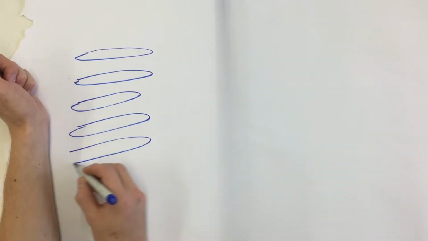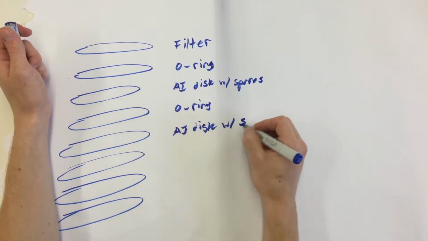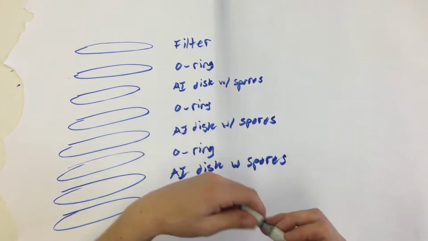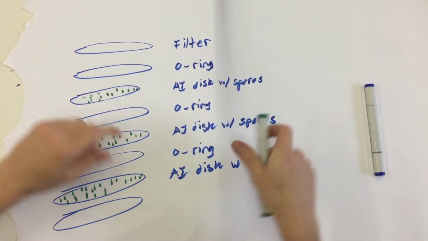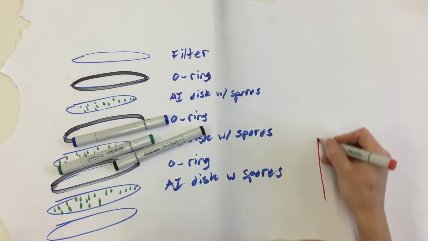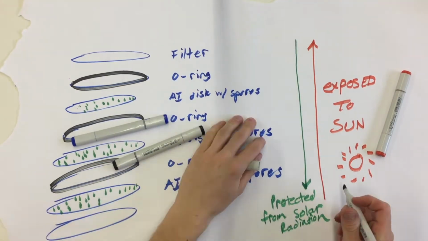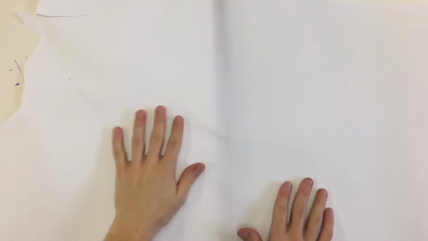Now, looking further into this experiment, we see that multiple layers are stacked on top of each other, which involve a filter, an O-ring, an aluminum disc with spores, and subsequent layers of spores. Now, this creates variability in the sample, in that the ones at the top are more exposed to the sun, whereas the ones at the bottom are protected from solar radiation.